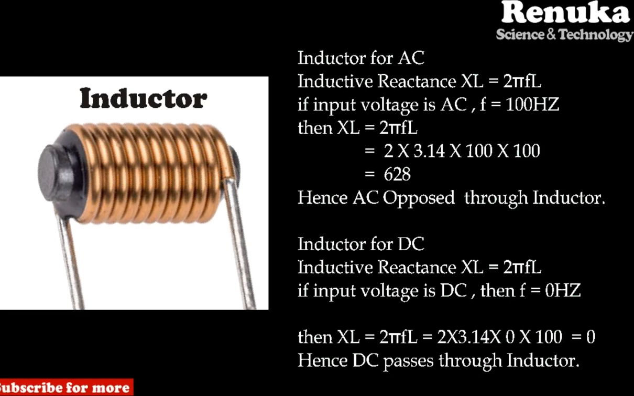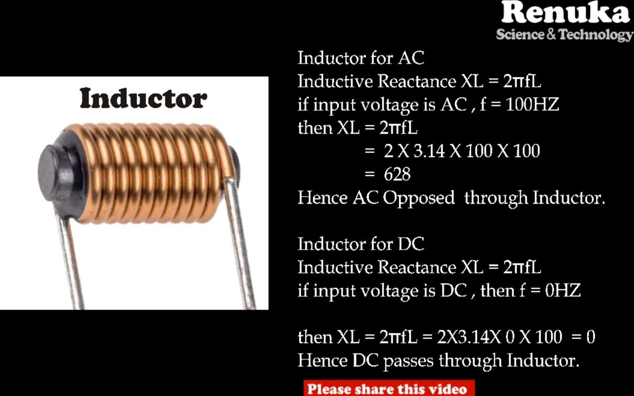The unit of inductance of an inductor is Henry. We have taken 100 Henry of inductance here, so that is why the value is found to be 628. So 628 is a finite value. So when AC is applied to the inductor, the AC is opposed by the inductor.